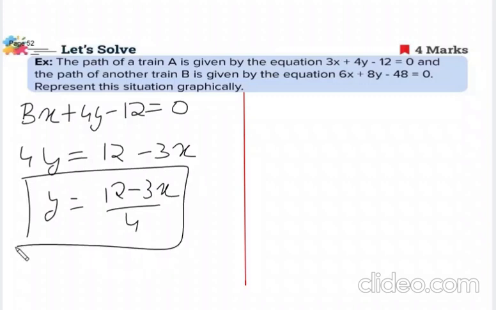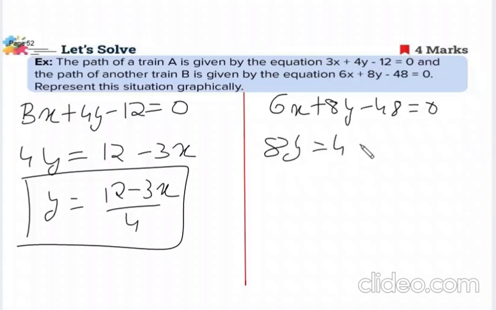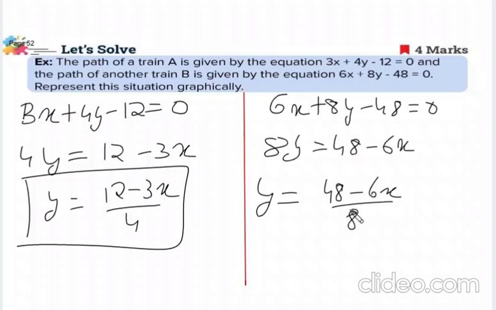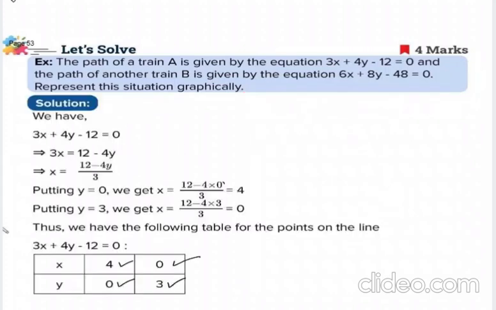Correct. Similarly for train number B, 6x plus 8y minus 48 equals to 0. Taking 8y, that will be 48 minus 6x, and again y value will be what? Y value will be 48 minus 6x whole divided by 8. So I'm getting these two values. Now based on that I can frame both the answers. Now what values will you put?